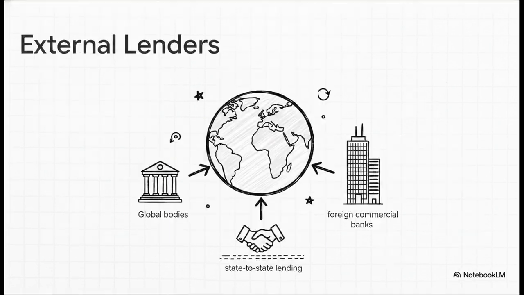Entirely foreign. And when we look at who is actually holding this external debt, we are talking about some pretty heavy-hitting international players. Governments will secure massive loans from global bodies like the IMF or the World Bank, usually for huge structural projects that just require way more capital than a local economy can provide. But they'll also tap right into foreign commercial banks, or even strike direct state-to-state lending deals with other nations.